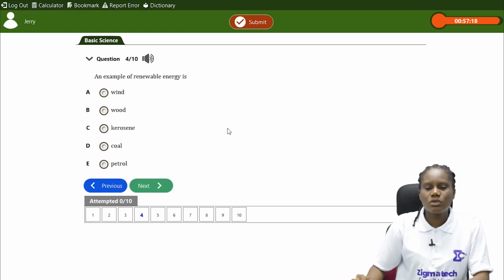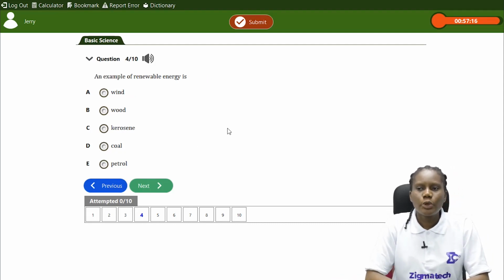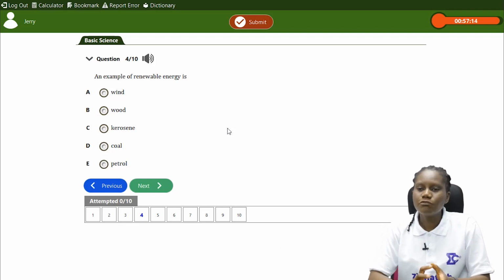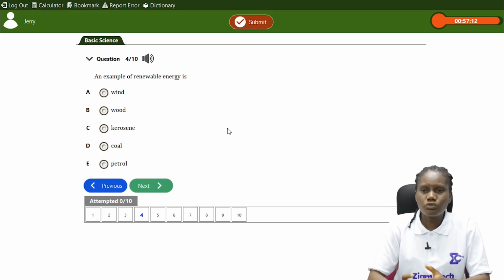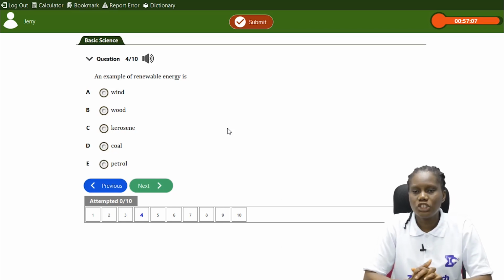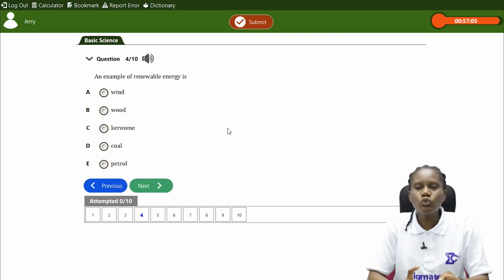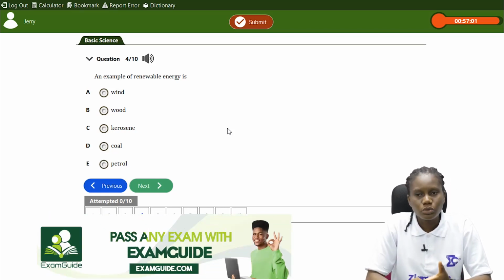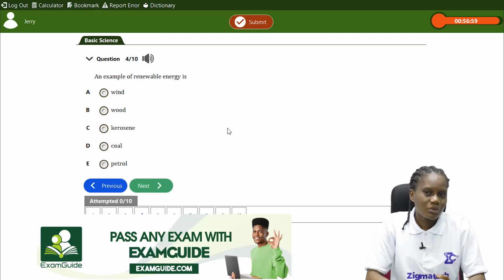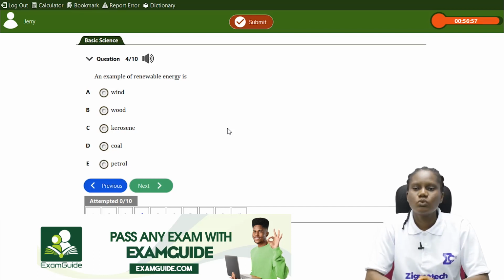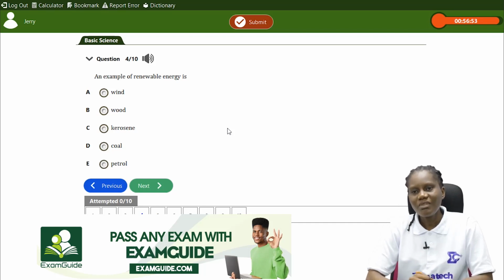We're going to look at the last question. After now, you can still go through other questions because we have more questions. So you can still go through them and practice with them. We have an example of renewable energy is A, wind, B, wood, C, kerosene, D, coal, and E, petrol. It's just like the previous one, but we're just looking for an example of renewable energy, which is A, wind. Wind is an example of renewable energy.